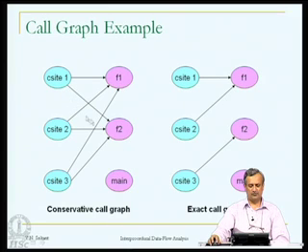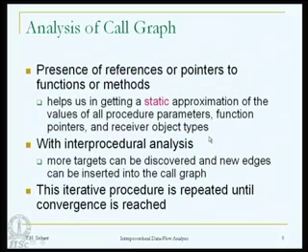So, f1 and f2 are both pointed to by call site 1. Similarly, call site 2 also points to both f1 and f2. Similarly, call site 3 also points to both f1 and f2. This is in the absence of any information that fp points to a certain function. But once we know that call site 3 always points to f2, call site 2 always points to f1 and call site 1 always points to f1, we can refine this call graph to be this. This is an exact call graph. So, this is an example of a call graph.